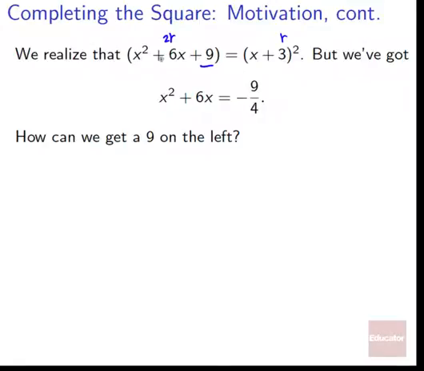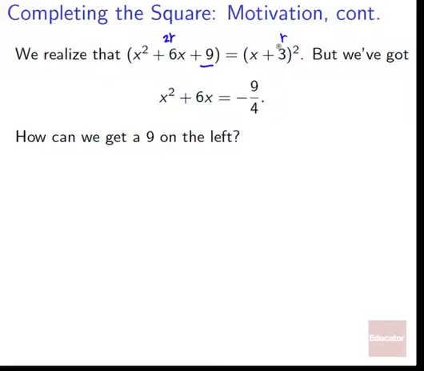And we check this out, x squared plus 6x plus 9 is equal to x plus 3 squared. We check it: x times x, x squared, x times 3, 3x, plus 3 times x, another 3x, so 6x, great, plus 3 squared, 3 times 3, 9, great, checks out. So we've got x squared plus 6x equals negative 9 over 4. That's what our equation was.